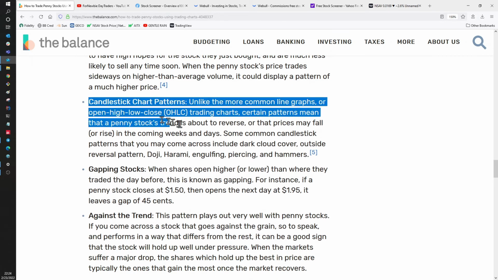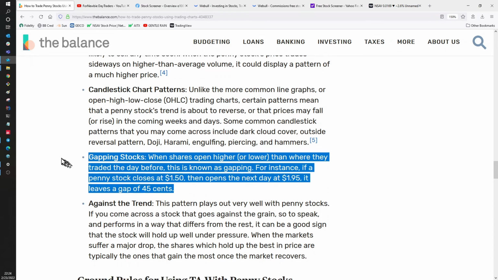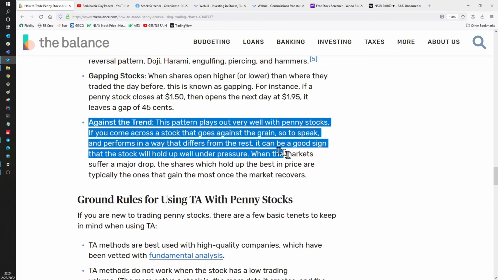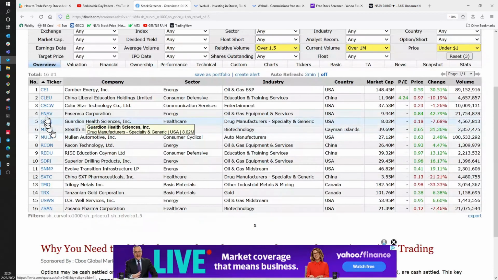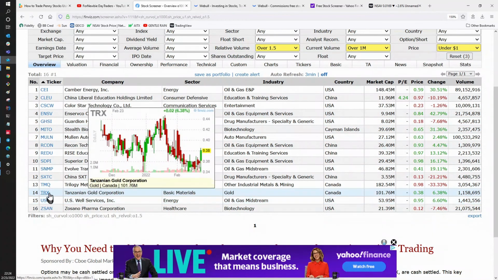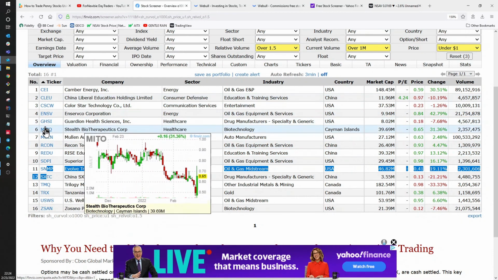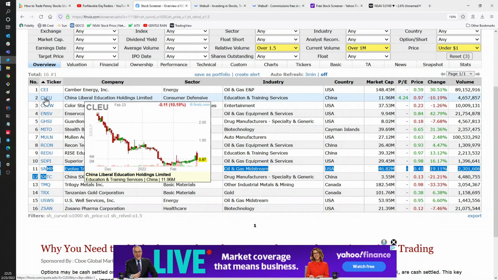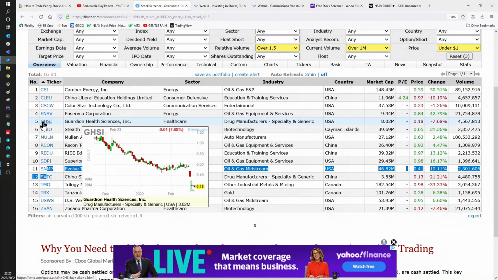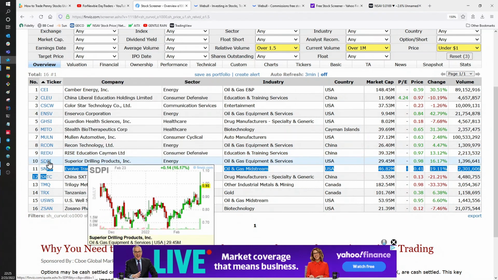We talked about candlestick patterns. We talked about gapping. Now, here's one we didn't really talk about, against the trend. This one is, let's go back to Finviz. And you can see that a lot of these shares, a lot of these stocks seem to have similar charts. They're all going down, right? But let's see when we get lucky here. Let's see. Okay, like this one here.